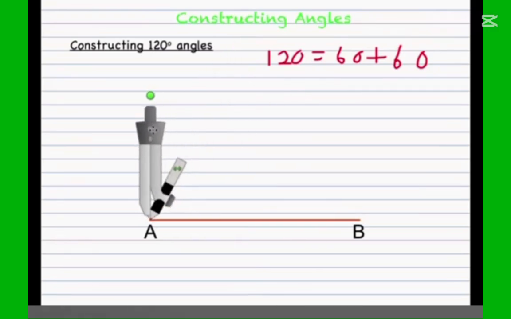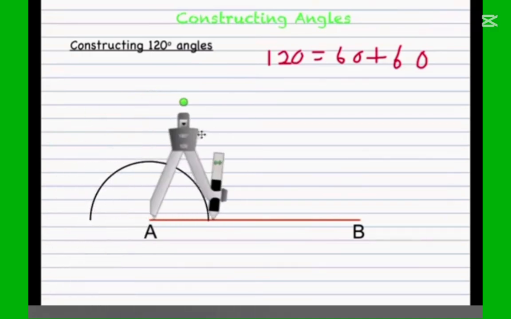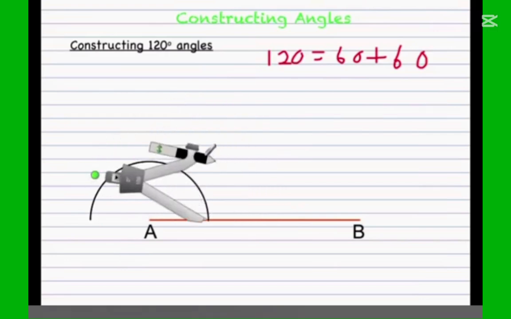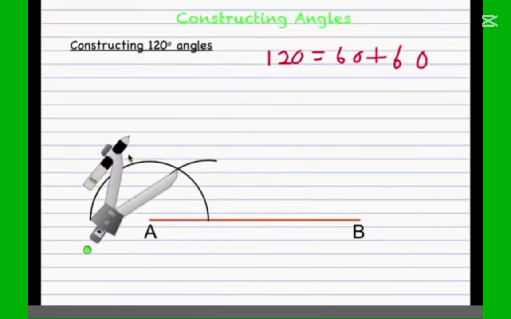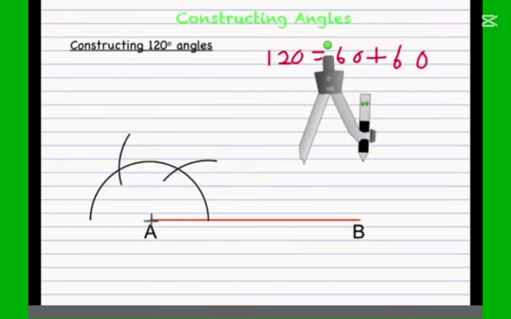So I'll take the tip of the compass to the point A, open it about a third of the distance between A and B, and create a semicircle backwards. I lift the compass up, put it at this point, and create an arc which cuts the semicircle. Then move it to this intersection and create a new arc behind the first one. And if I connect a line through from the point A to this new intersection, that is 120 degrees.